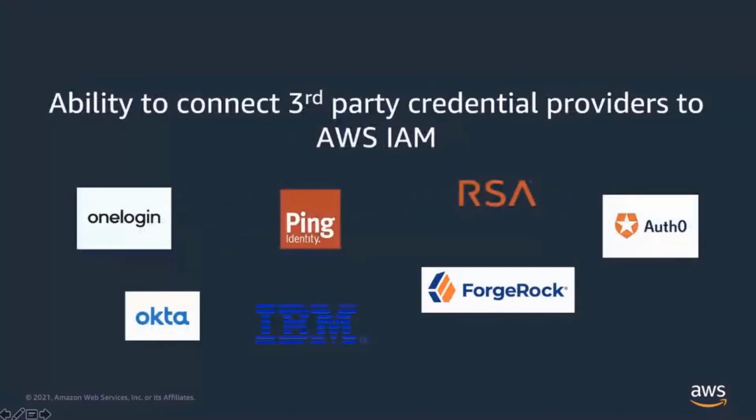If you're already using a third-party credentials provider, we can tie directly into IAM for those. The folks like OneLogin or Okta or Auth0 or Ping or IBM or RSA, we can tie directly into those credential providers to bring those policies and those users and those roles into the IAM authentication system for use in the wider AWS ecosystem.